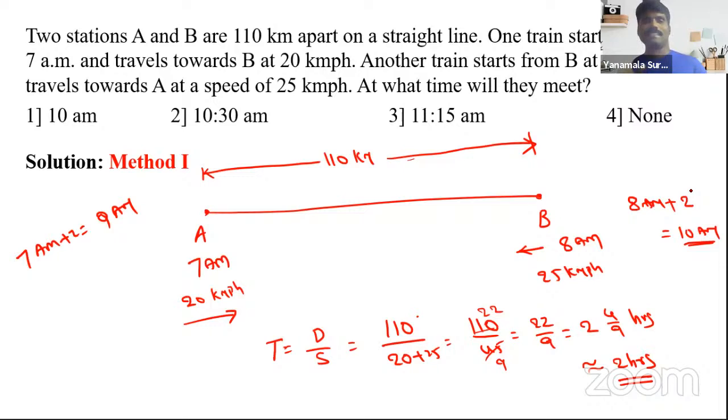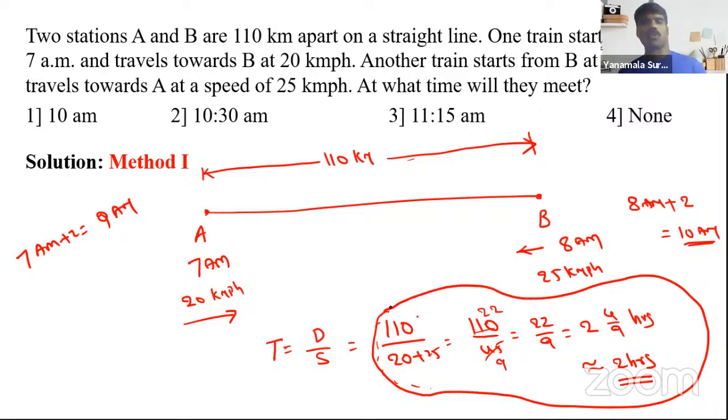Now the thing is, whatever you did, I did 110 divided by 20 plus 25. This entire part is wrong. No, we should not do like this. Why? Because relative speed will be applicable only when the timings are the same. So when time is constant, only then can we apply the relative motion of objects concept. Otherwise, we should not.